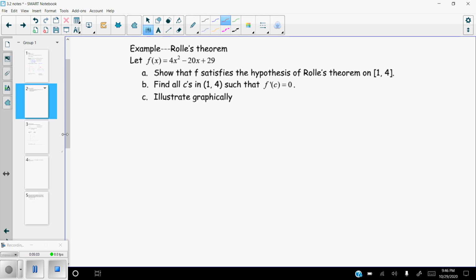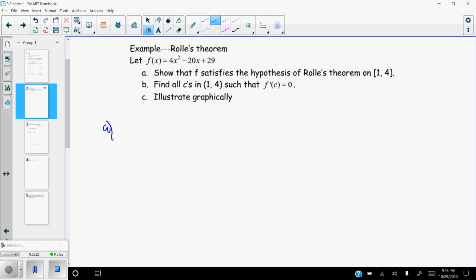First, we want to show that f satisfies the hypothesis of Rolle's theorem on the interval from 1 to 4. Then we want to find all the c values in between 1 and 4 such that f prime of c equals 0, and illustrate that graphically. So the first thing it wants us to do is to verify the hypothesis of Rolle's theorem works.